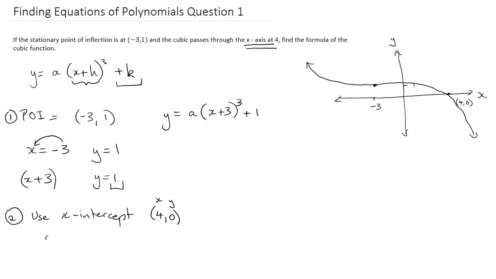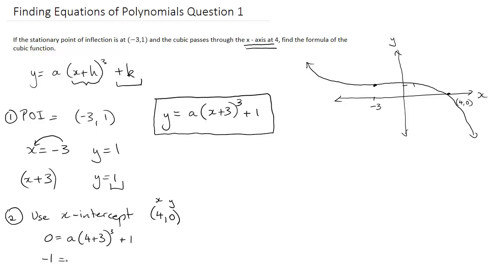So we can say, okay, well, y is 0. I'm just using the equation that we've built up here. It's not completed yet because we still need to find what a is. So then we've got 4 plus 3 cubed plus 1. If we work that out, that will give us -1 equals a times 7 to the power of 3, which if you calculate 7 to the power of 3, that gives us 343.